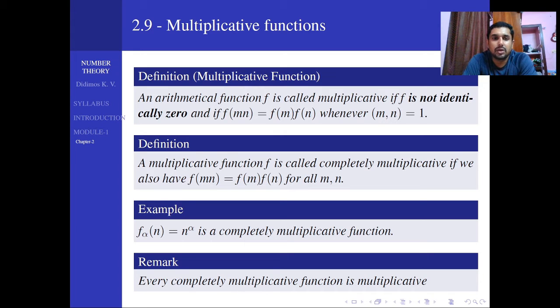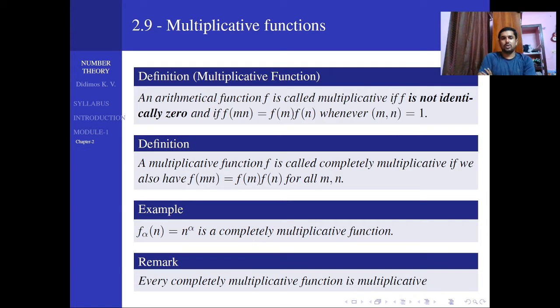Before we start, the definition of a multiplicative function: an arithmetic function f is called multiplicative if f is not identically 0 and if f of mn equal to f of m into f of n whenever m comma n is equal to 1. That is, GCD of m comma n is equal to 1.